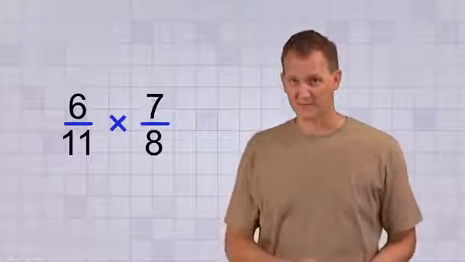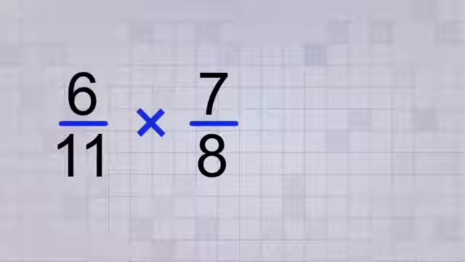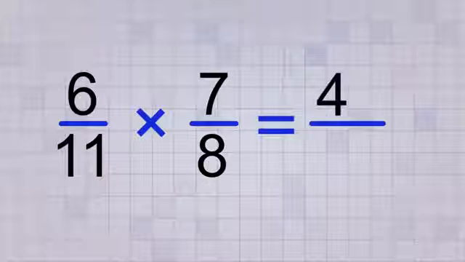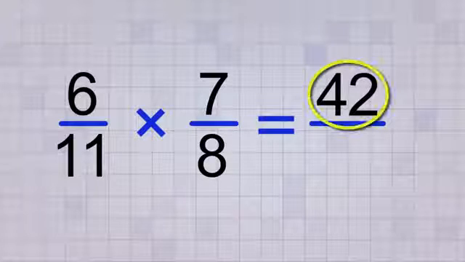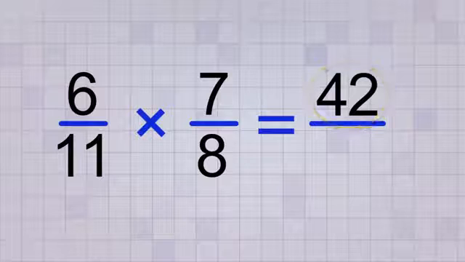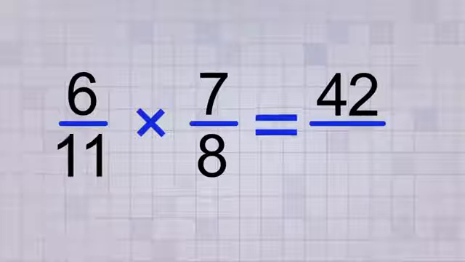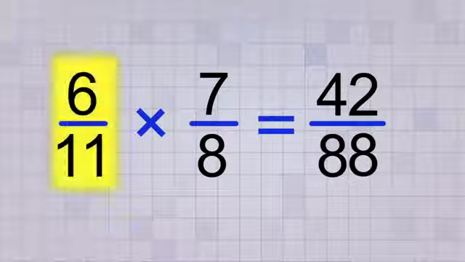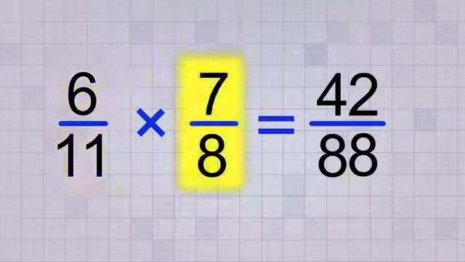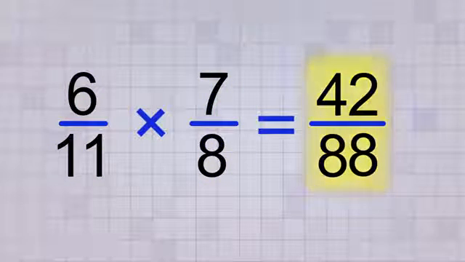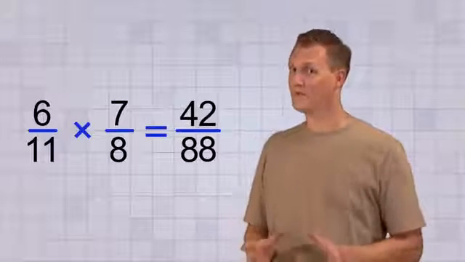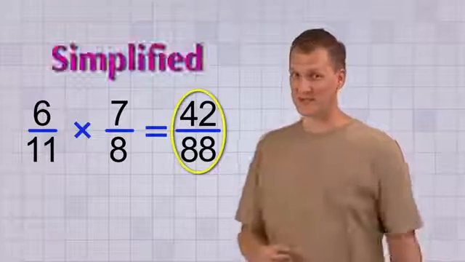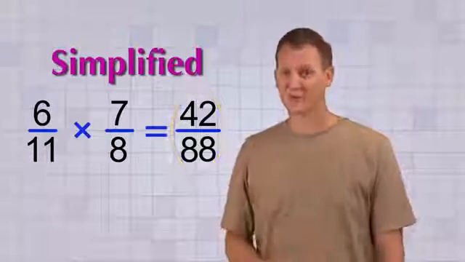Let's try 6/11 times 7/8. From our multiplication table, we know that 6 times 7 equals 42. So 42 is the top number of our answer. And on the bottom, we have 11 times 8, which is 88. So 6/11 times 7/8 equals 42/88. Oh, now some of you might see that this answer could be simplified, but we'll save simplifying fractions for another video.